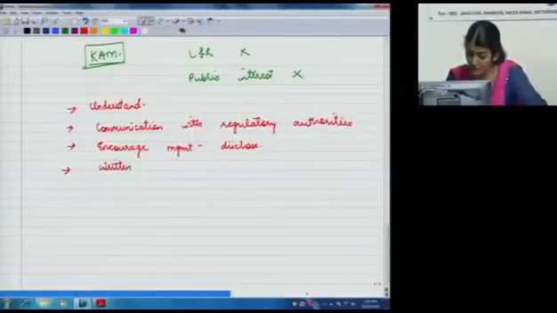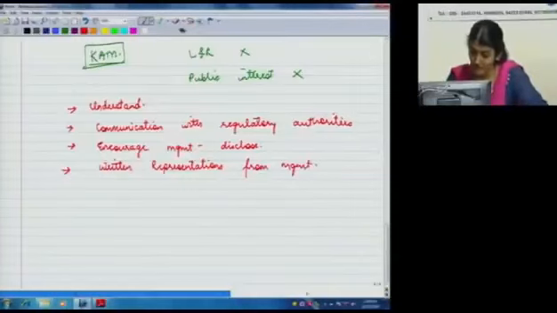Always one option is there with you: obtain the written representations. Otherwise what? Tomorrow you will go to jail. They'll say, auditor, you knew about it, still you didn't write it in the report. So you obtain the written representations from the management regarding that matter.